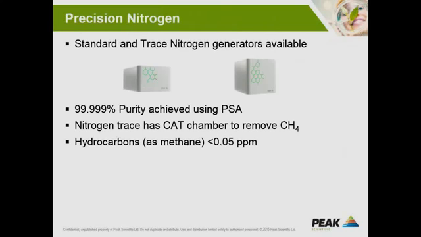Okay, so now I'll just quickly introduce you to our nitrogen generators. We have two different grades of nitrogen, what we call standard and trace nitrogen. On the left is the standard nitrogen, and on the right the trace nitrogen. Both systems produce 5/9 purity nitrogen using, again, a pressure swing adsorption system.